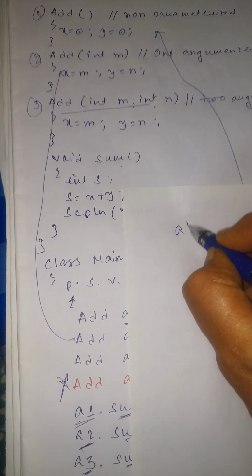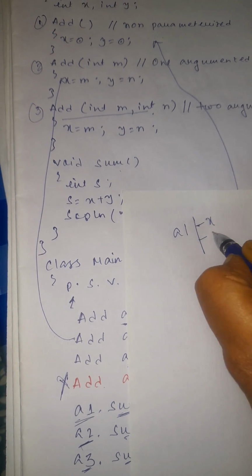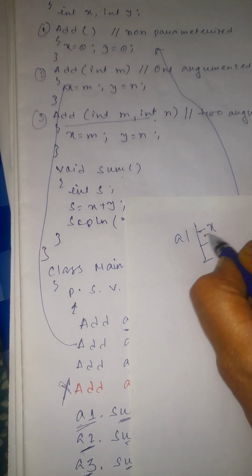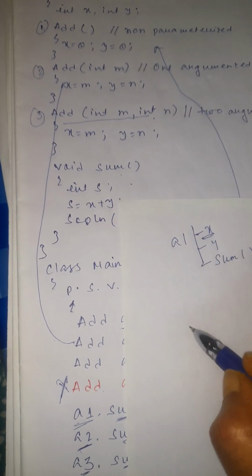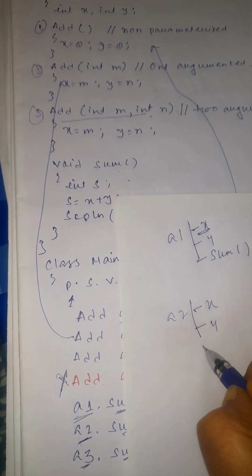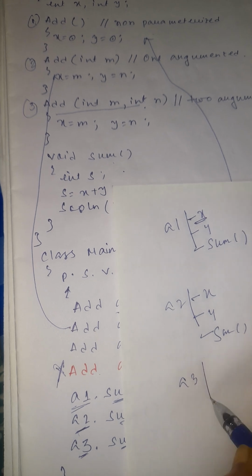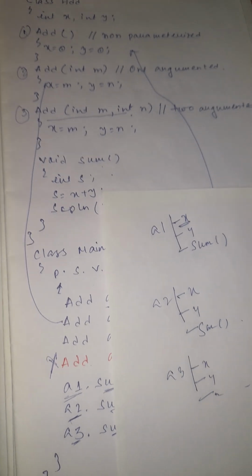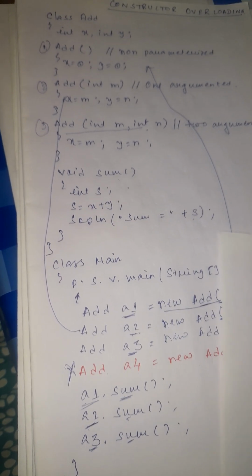In the case of object a1 I have the attributes x and y, and one method, the sum. Here you see this x, this y, and the sum method. Same for a2: I have one attribute x, one attribute y, and one sum method. And the same for a3: I have one x, one y, and one sum. So these are the attributes, and the constructor initializes the values of the attributes.